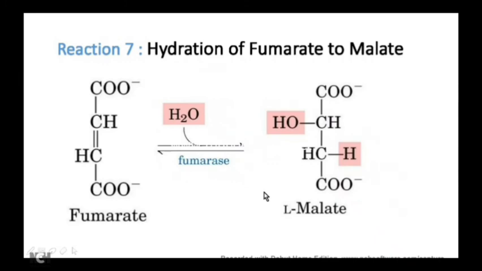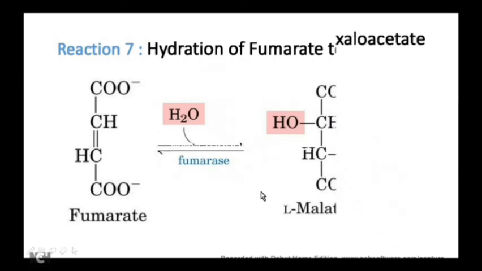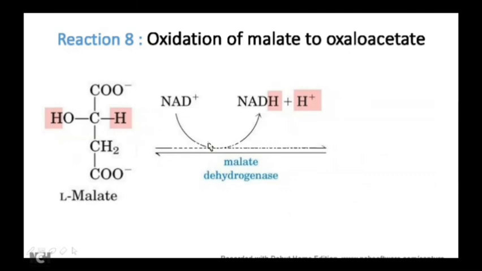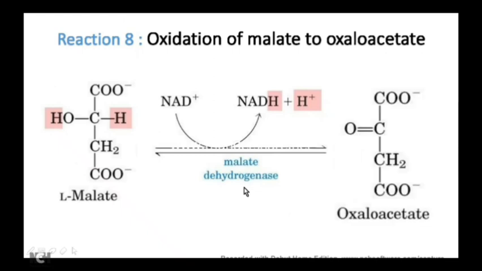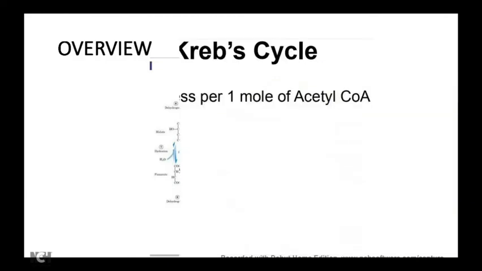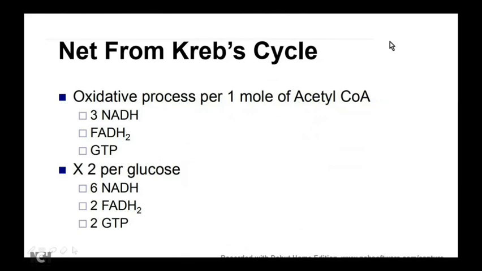We move on to the eighth reaction. It involves the oxidation of malate to oxaloacetate. So that's malate. Then NAD will be reduced by the enzyme malate dehydrogenase, and that's our final product, oxaloacetate, being produced. So that's the overview of the citric acid cycle, and that's what we get by the oxidative process of 1 mole of acetyl-CoA.